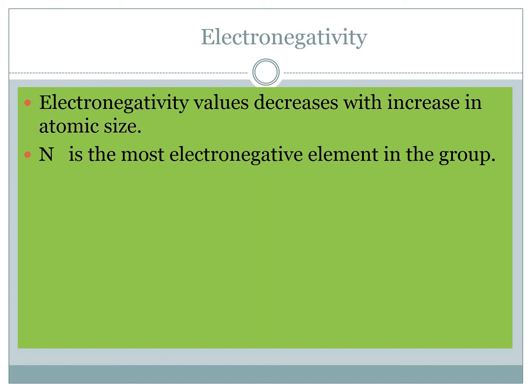Next is electronegativity. We have learned that electronegative atoms will be small in size. So when the sizes are small, they have a tendency to attract a shared pair of electrons more towards them, due to which nitrogen becomes the most electronegative element in the group.